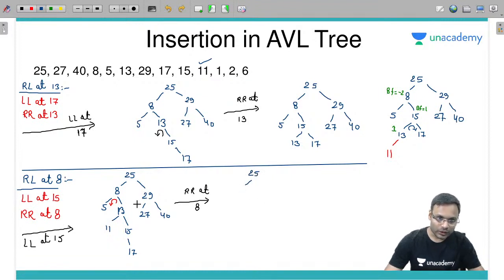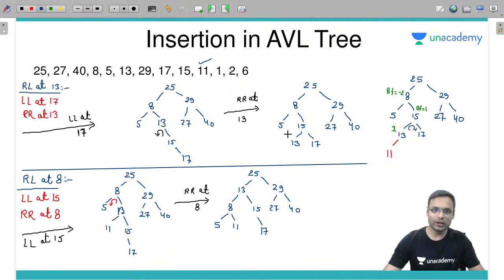So if you rotate this tree this way, 13 will go up here, its left will become 8, its left will become 5, 13's right as it is, 15 and 17. Left of 13, 11, should go in the right of 8 here. 25's right as I got 29, in the left 27, right 40. This particular tree we will obtain after 11's insertion and after the rotations.